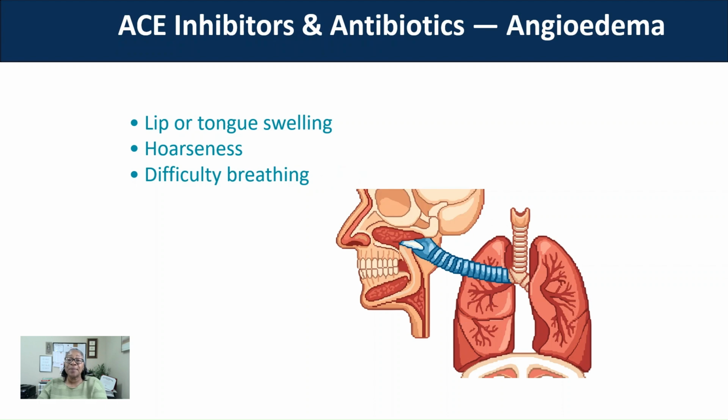Now, your ACE inhibitors and antibiotics. The dangerous adverse effect would be angioedema and anaphylaxis. So you'll see in your patient lip or tongue swelling, hoarseness, difficulty swallowing, shortness of breath. The NCLEX wants you to think this is an airway emergency. This is a medical emergency. You need to act immediately and call the rapid response team. Okay?